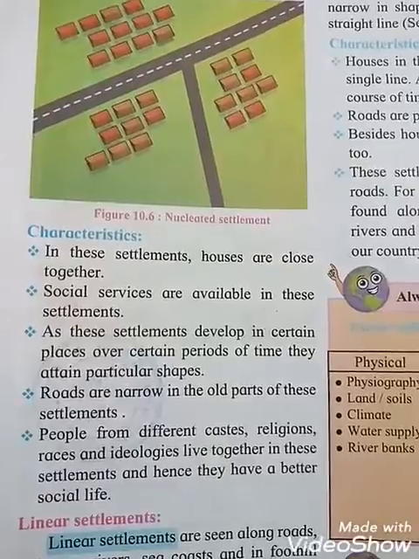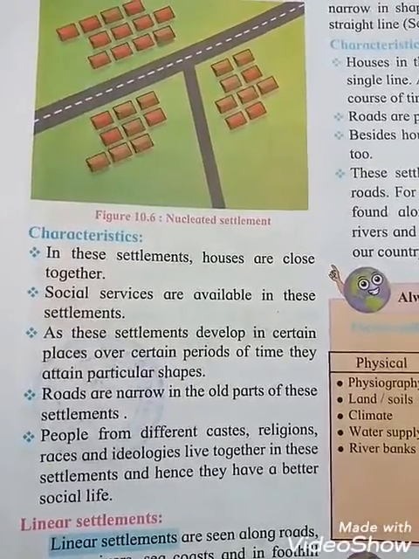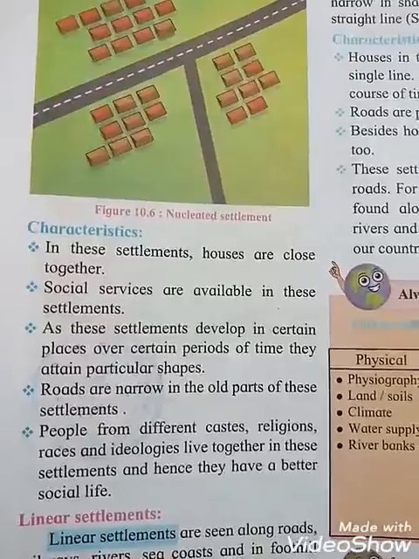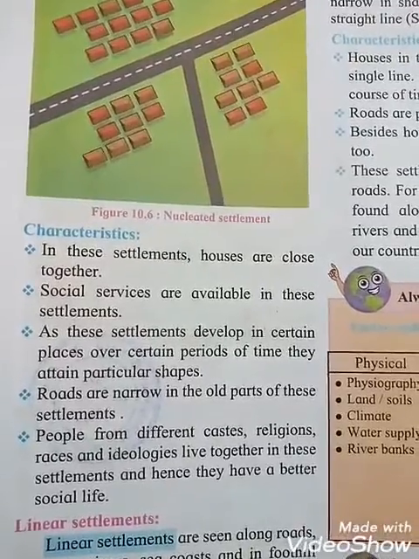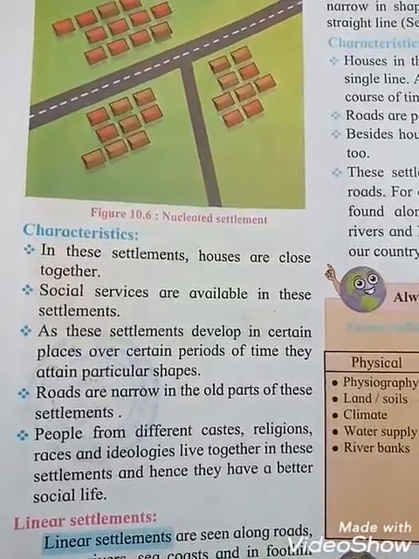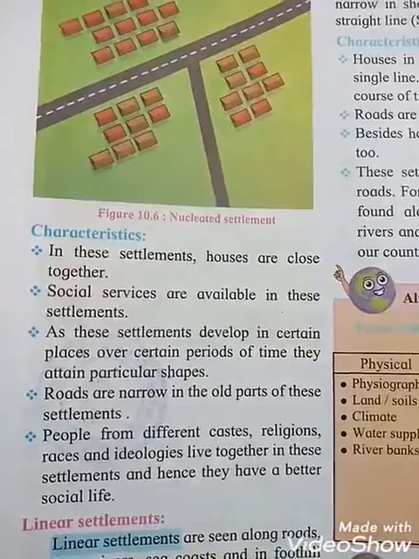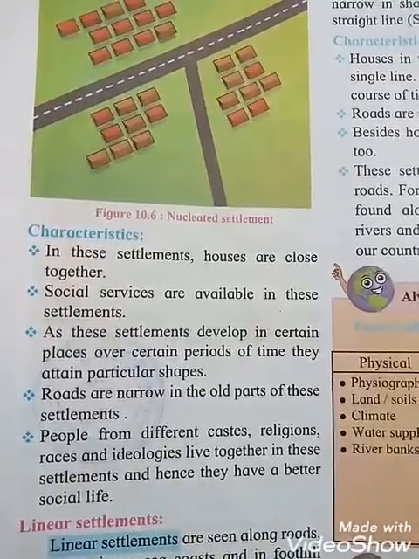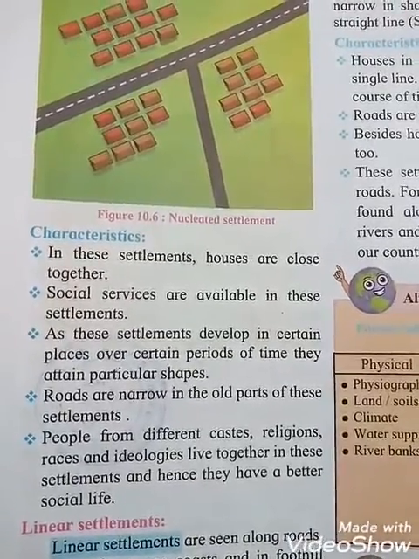Next one, people from different castes, religions, races and ideologies live together in these settlements, and hence they have a better social life. That means people are living together, they do not make any caste discriminations, and people from different castes, religions, races and ideologies live together in these settlements.